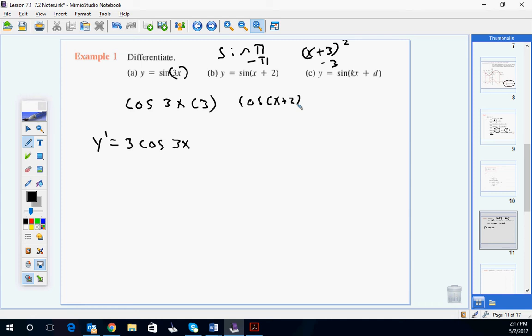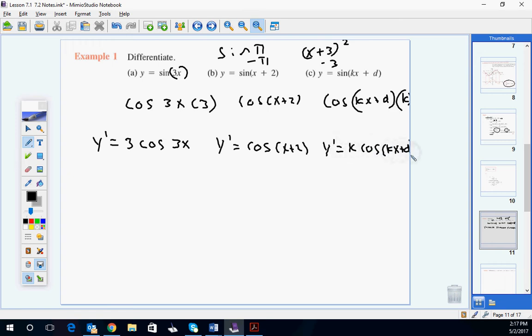And so essentially C is kind of like the definition. They're not giving you numbers. It's going to be cos of kx plus d, and then it's going to be k. The number in front of x is going to be the one we keep. All right, any questions there?